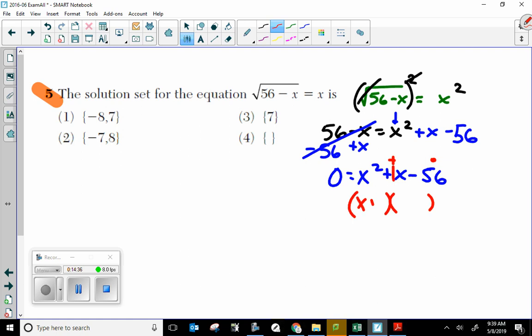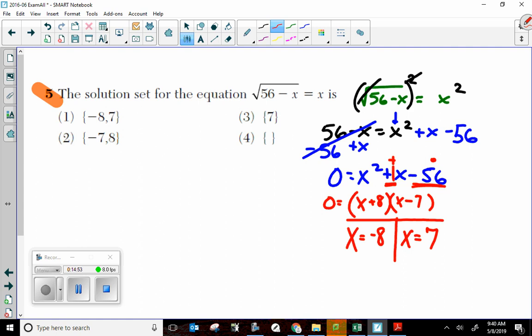x plus 8, x minus 7. Positive 8 and negative 7 multiply to negative 56. They also add to 1. I'm good to go. There's my booty cheek, and now I T-bone. x equals negative 8. x equals positive 7. Now, I look and I say, oh, hey, look, that's number 1.